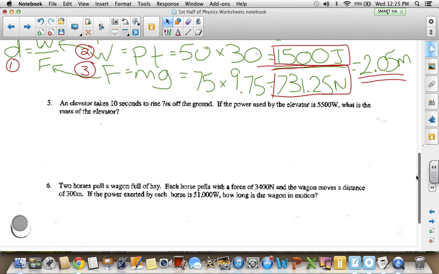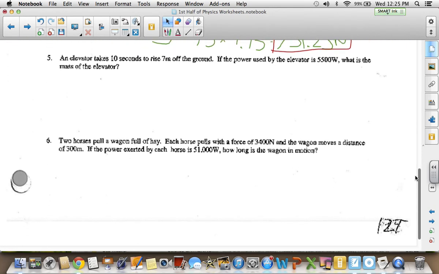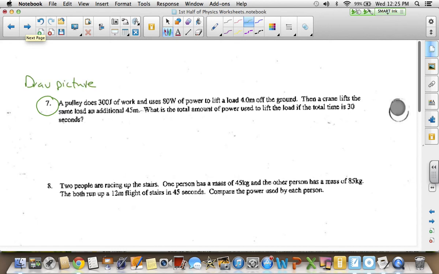As we take a look at these ones, the real hard one here is question number 7. This one is probably the hardest one that you're going to need. This is one of the things that I would draw a picture to help with, and I would also create a chart which labels what information you have and what information you're looking to find.